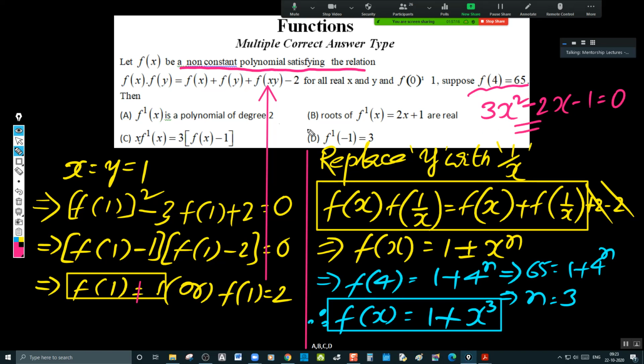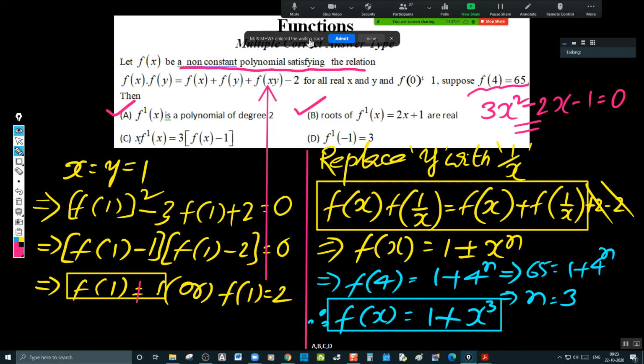X into f dash x. Are C and D also correct? Yes, C and D are correct. What is f dash of minus 1, please? 3x square. 3x cube. 3x square, no? No sir, 3x cube. You're talking about C, na? Okay, okay.